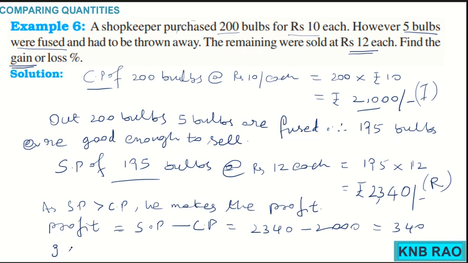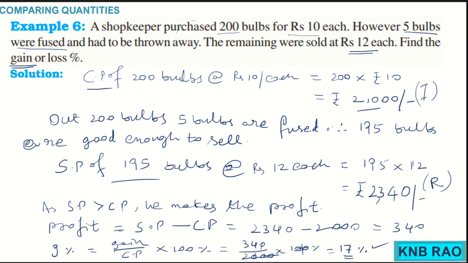Now, gain percentage is gain upon investment into 100 percentile, and that investment is cost price. So, 340 out of 2000 into 100 percentile symbol. If you calculate here, after cancelling two zeros and this 0, 34 by 2 is 17 percentage being the gain percentage. This is how we solve this question.